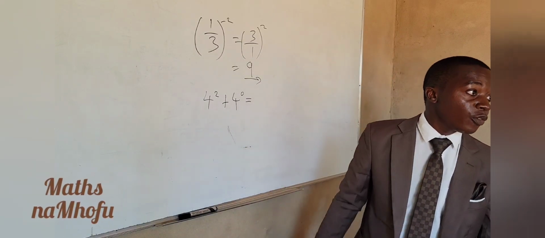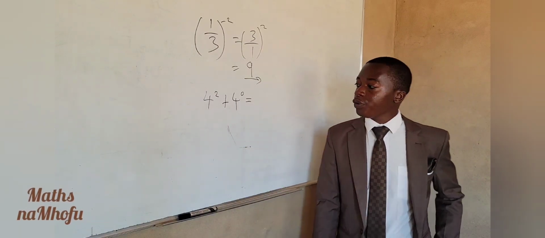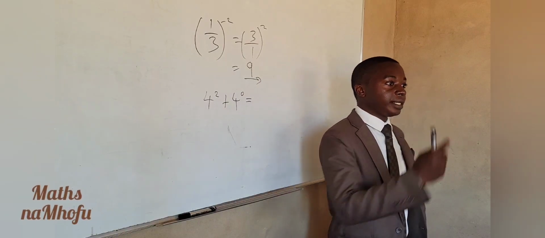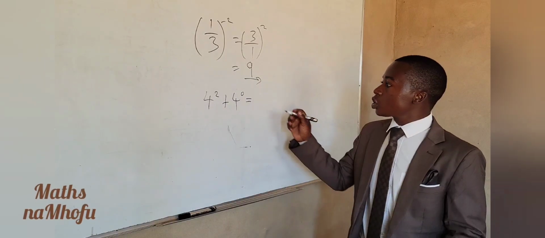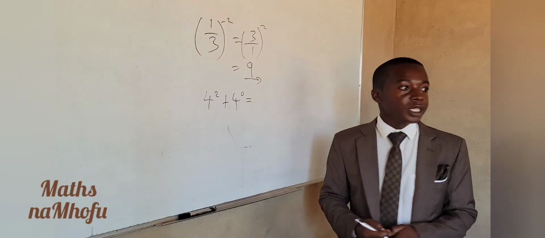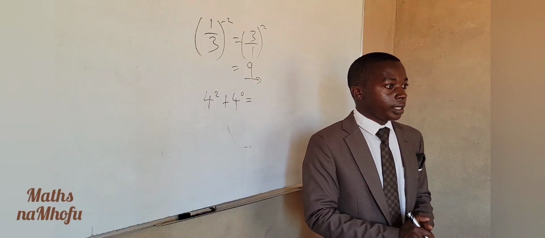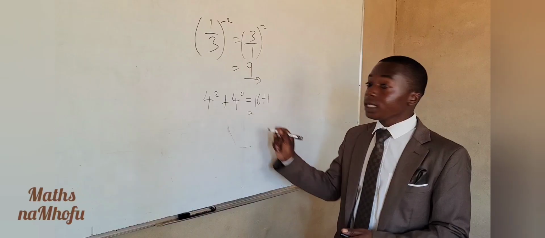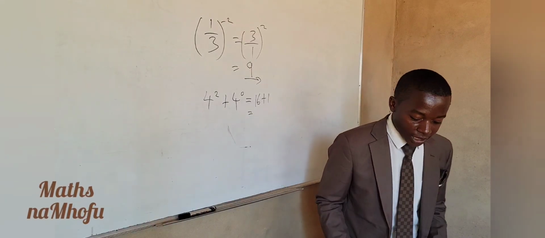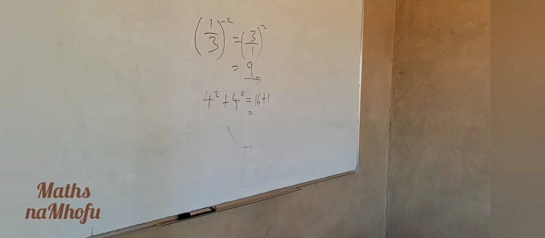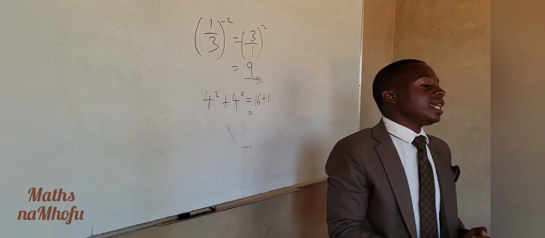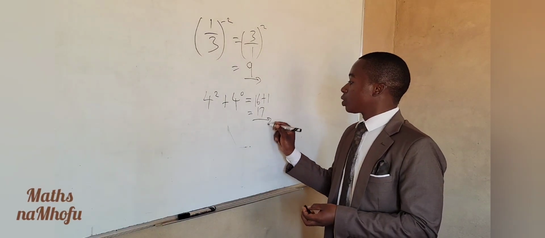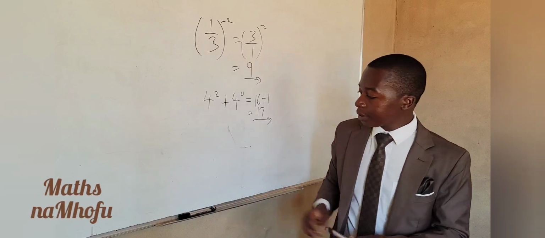Here they just want to test if you know the laws of indices, or laws of exponents. Any number to the power of 0 is 1, right? It's 1. So what about 4 squared? What is 4 squared, Aisha? 16. Thank you. So 16 plus 1? 17. Thank you. So this will be our answer, right?